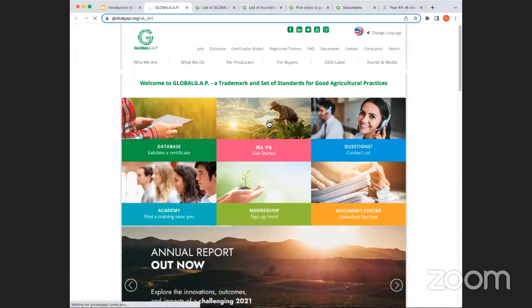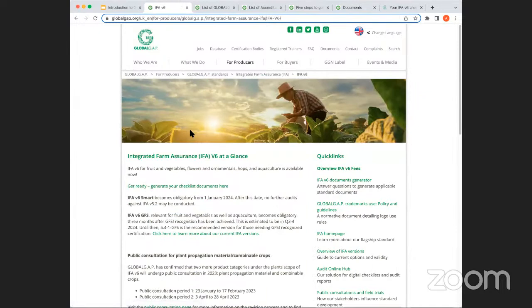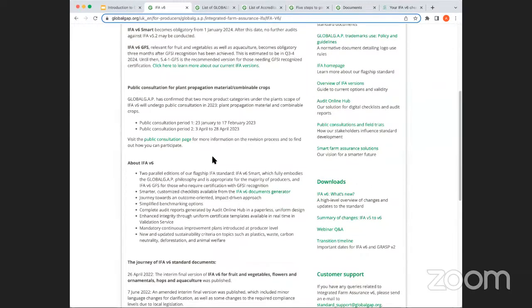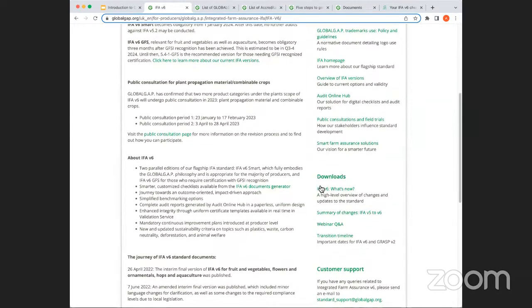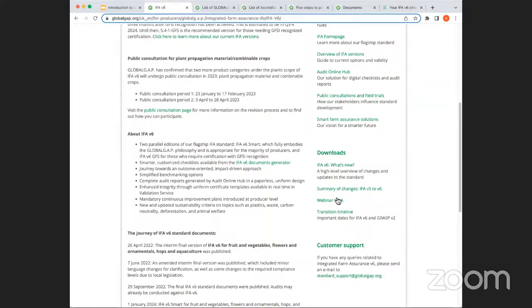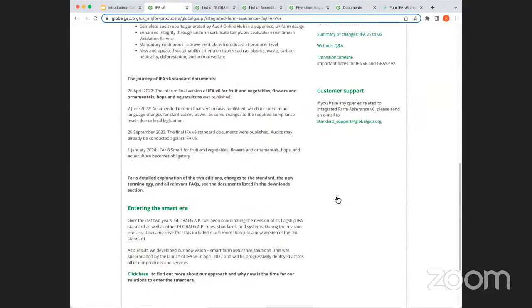Okay, good. So this is a home page. I just went, as I said, we're starting to line up with version 6. So you'd go into the Integrated Farm Assurance version 6 page, and from here, they have links to almost everything you need. For example, you want to understand what's new. There's a document for that. They have a webinar similar to what we're having here, but generic for them. And there's a Q&A. You could go to that and get more information.